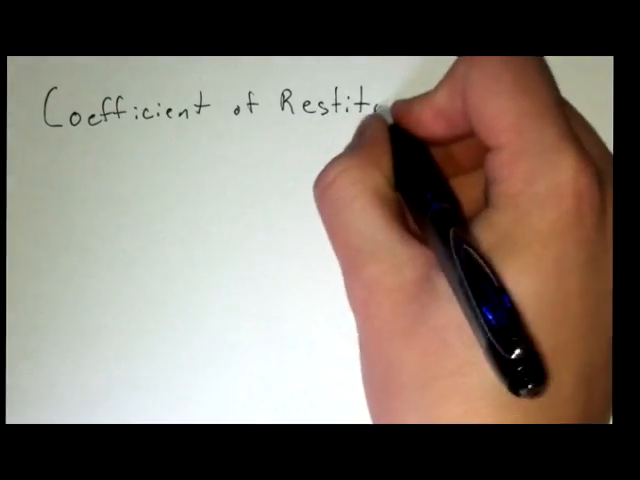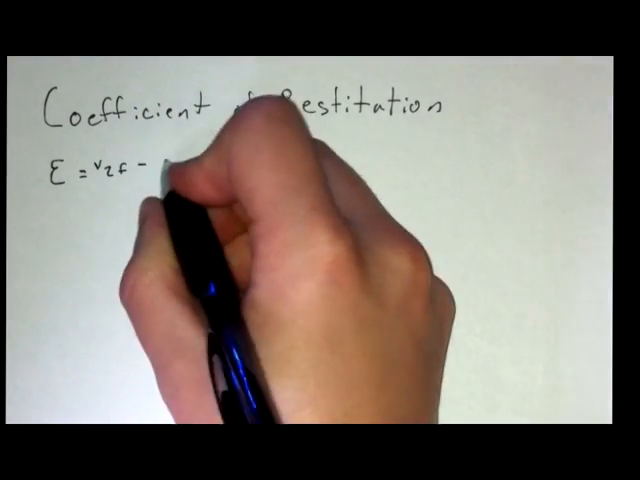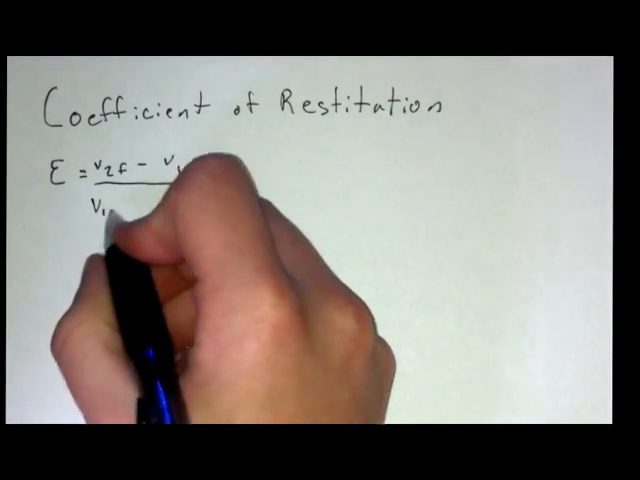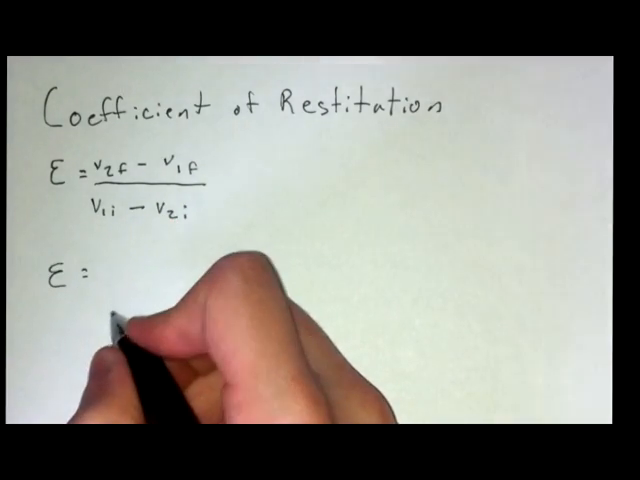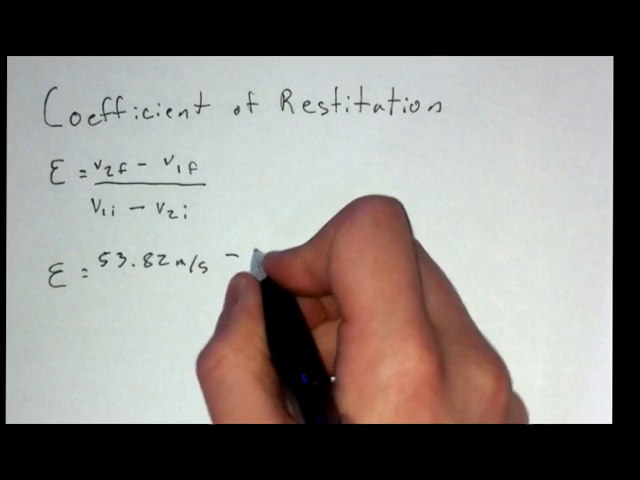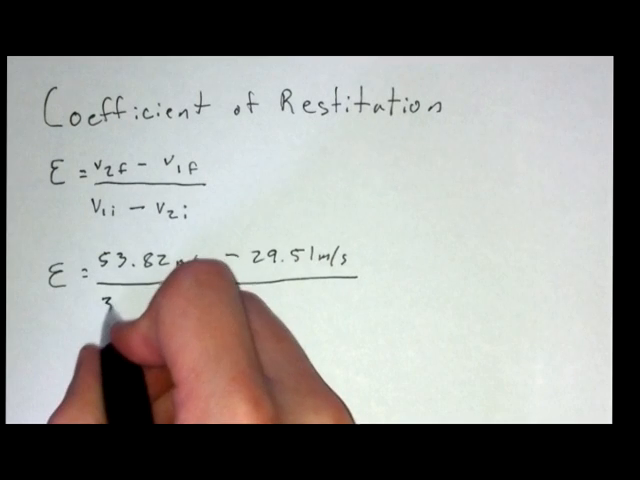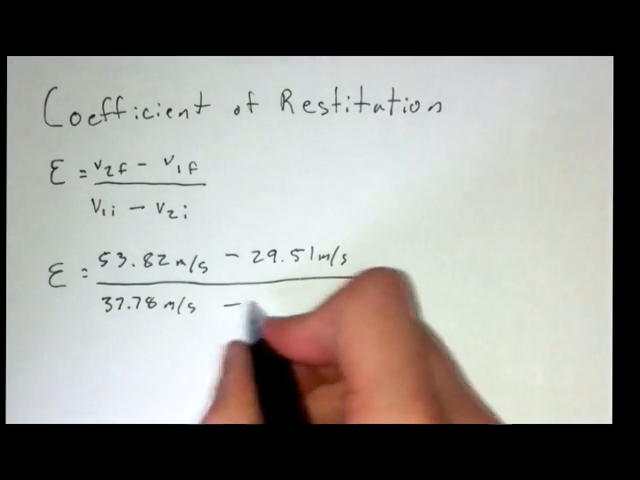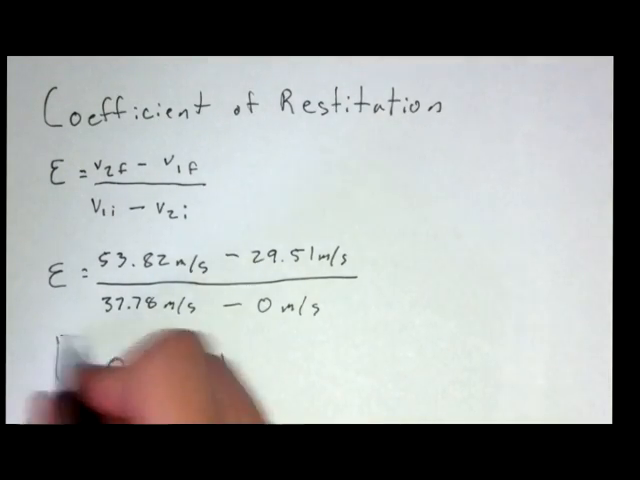To calculate our coefficient of restitution, we set the second object as being the golf ball and the first object as being the golf club. And the coefficient of restitution is a measurement of the elasticity of a collision, and 1 is perfectly elastic while 0 is perfectly inelastic. And if the coefficient of restitution is 1 and it's perfectly elastic, energy is conserved for the collision. And so our coefficient of restitution equation ends up being 53.82 meters per second minus 29.51 meters per second, all divided by 37.78 meters per second minus 0 meters per second. And this gives us a coefficient of 0.6521, which means that we lost energy because it was not equal to 1.